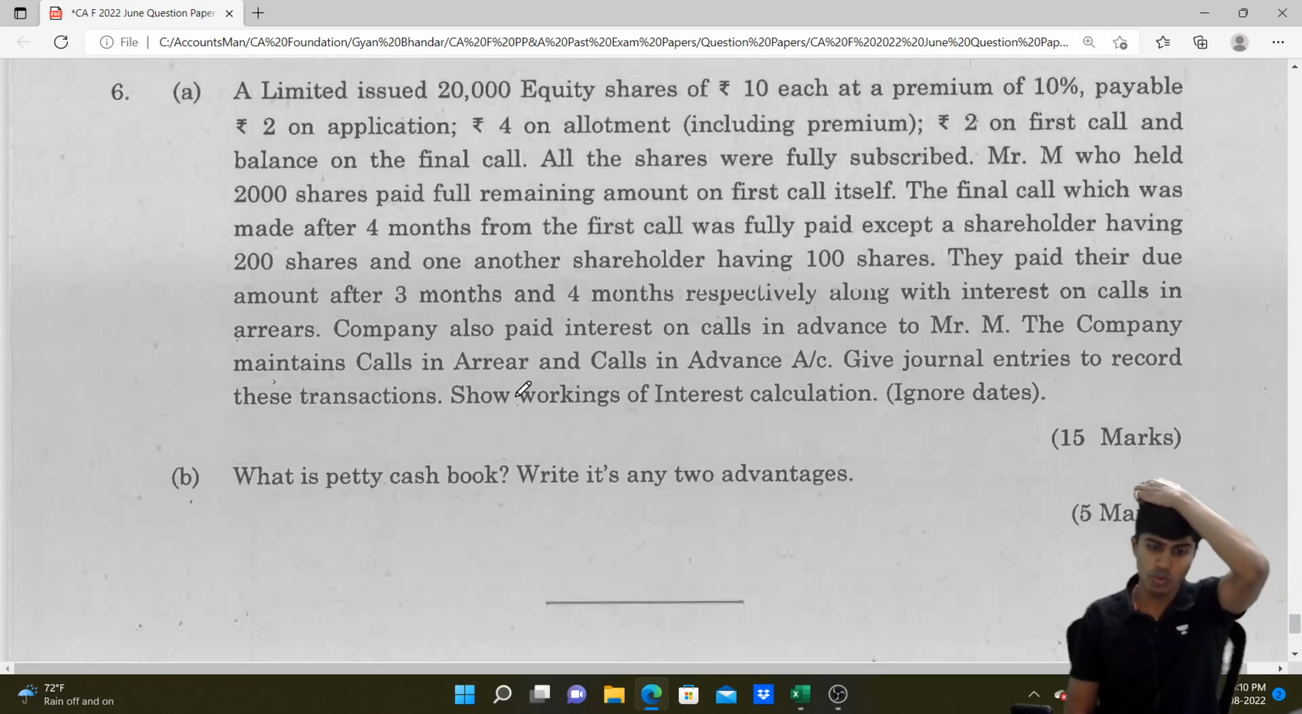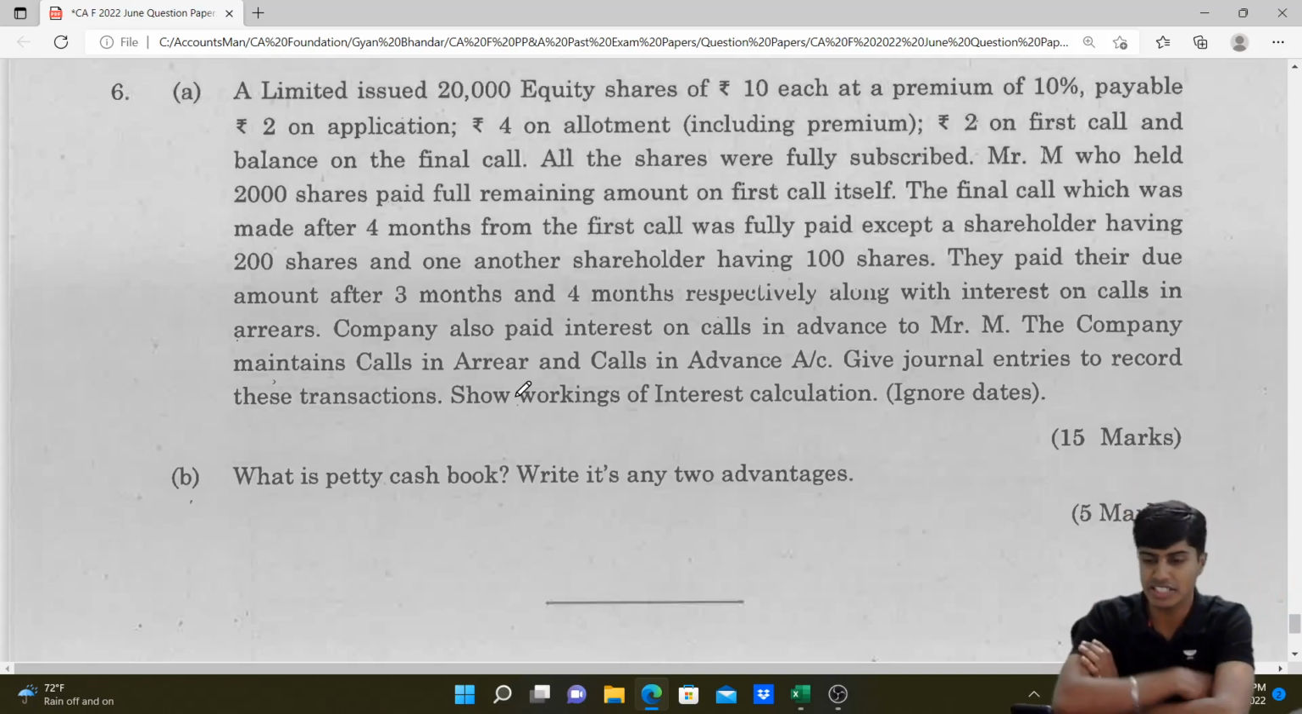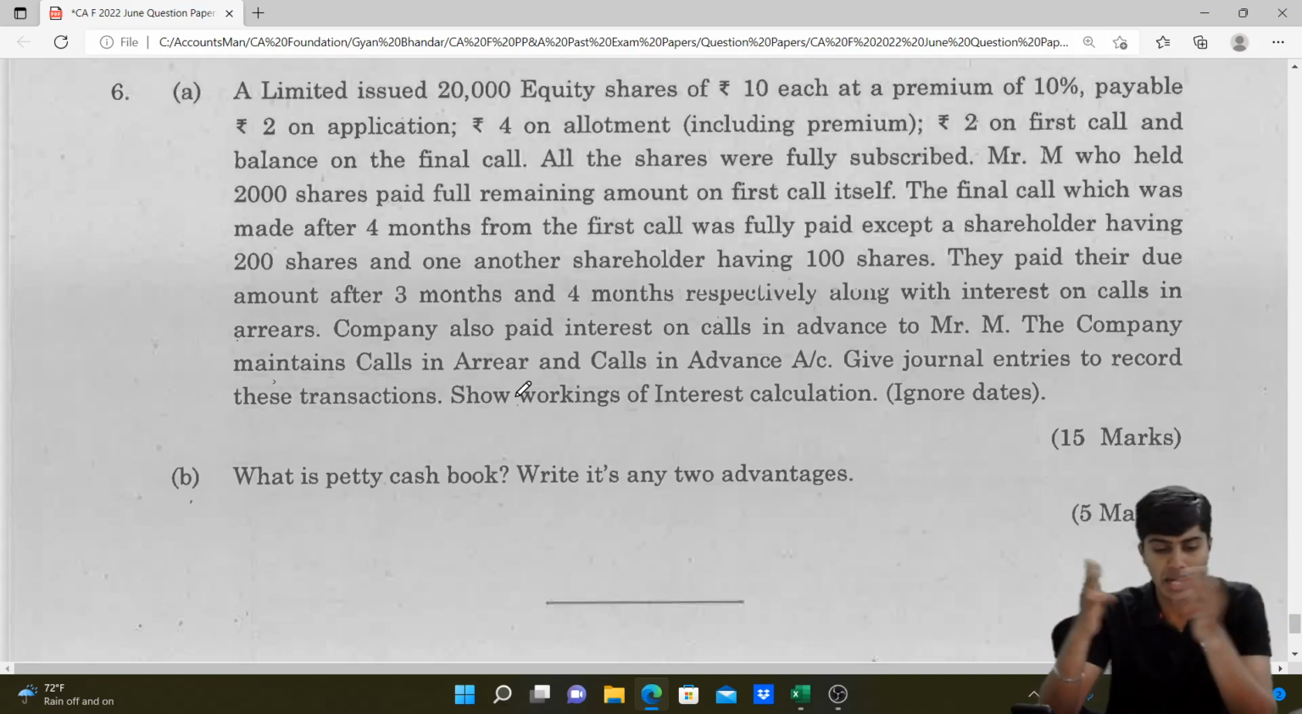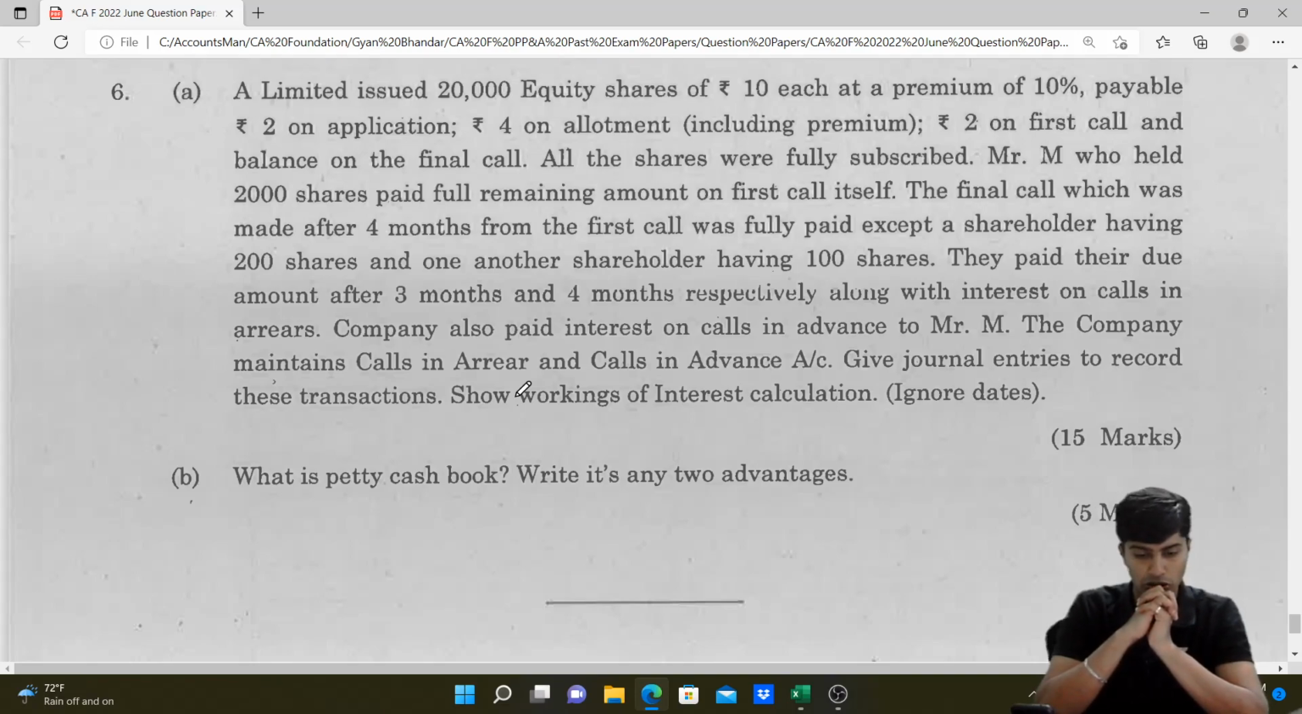A Limited issued 20,000 equity shares of rupees 10 each at a premium of 10%, payable as rupees 2 on application and 4 on allotment. The 4 on allotment includes a premium of rupees 1. So basically 3 rupees towards nominal value and 1 rupee towards premium, and 2 on first call and the balance on final call. So 2 plus 3 plus 2 comes to 7 rupees. So the balance 3 rupees will be on final call.